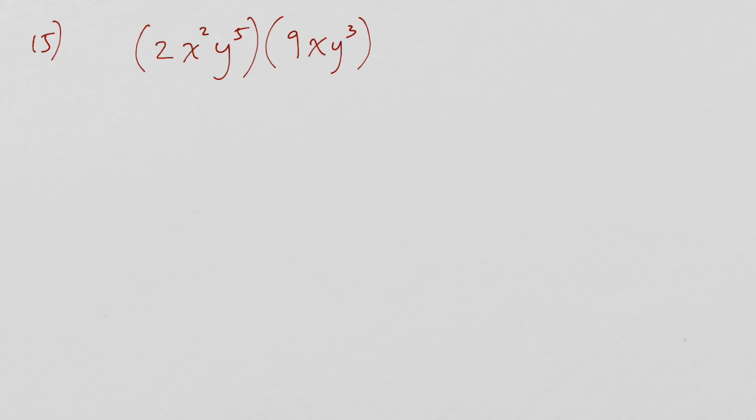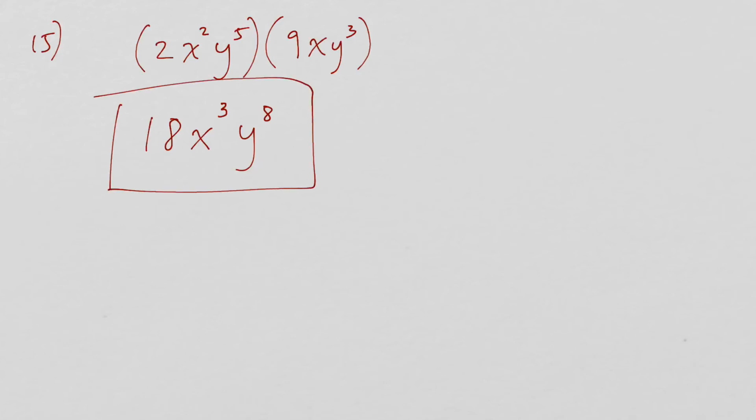Okay, here we're going to multiply our coefficients together, and we get 2 times 9 is 18, and we have x to the 2 plus 1, which is 3, and y to the 5 plus 3, which is 8. And we're all done.